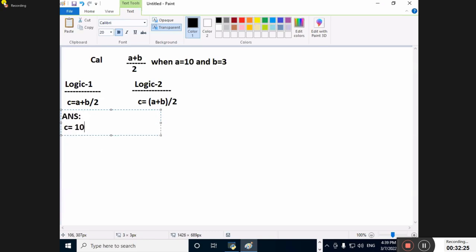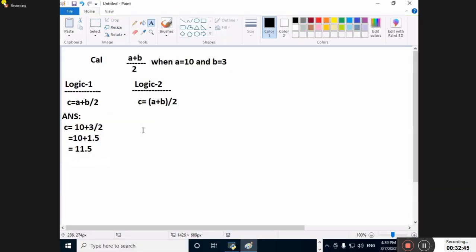c = 10 + 3 / 2. What is the answer here? 10 plus 1.5, which is equal to what? 11.5. Did you understand? Fine. Come on to this place, students.